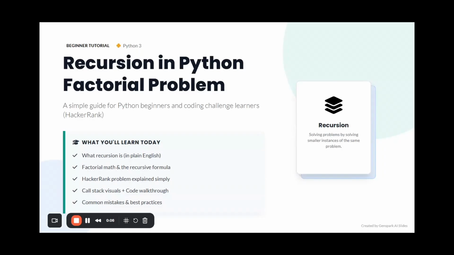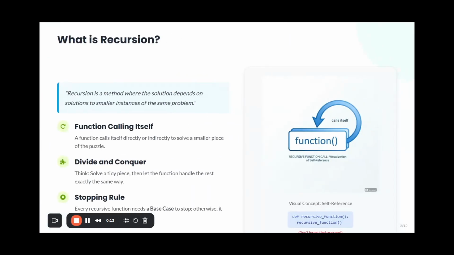This is day 9 of our 30 days code challenge, and today we're going to learn recursion in Python with the factorial problem. Here, what is recursion? Recursion is a method where the solution depends on the solutions to smaller instances of the same problem.